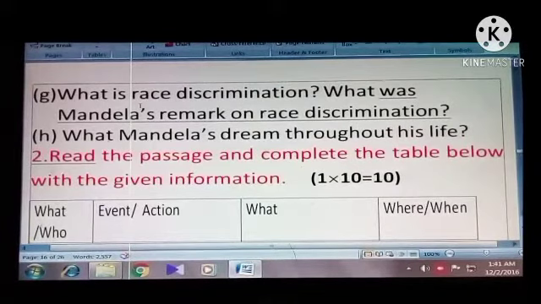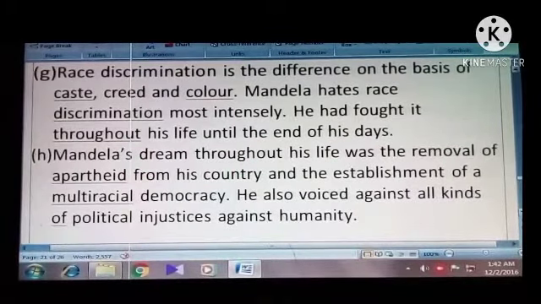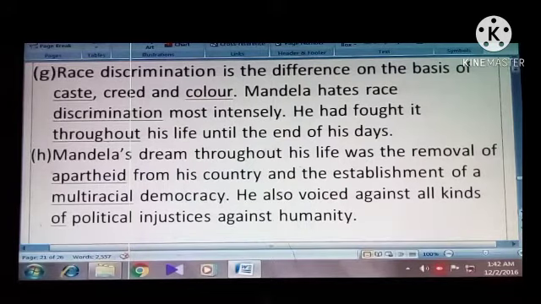Question number G: What is race discrimination? What was Mandela's remark on race discrimination? The answer is, race discrimination is the difference on the basis of caste, color, creed and color. Mandela hated race discrimination most intensely. He had fought it throughout his life until the end of his days.